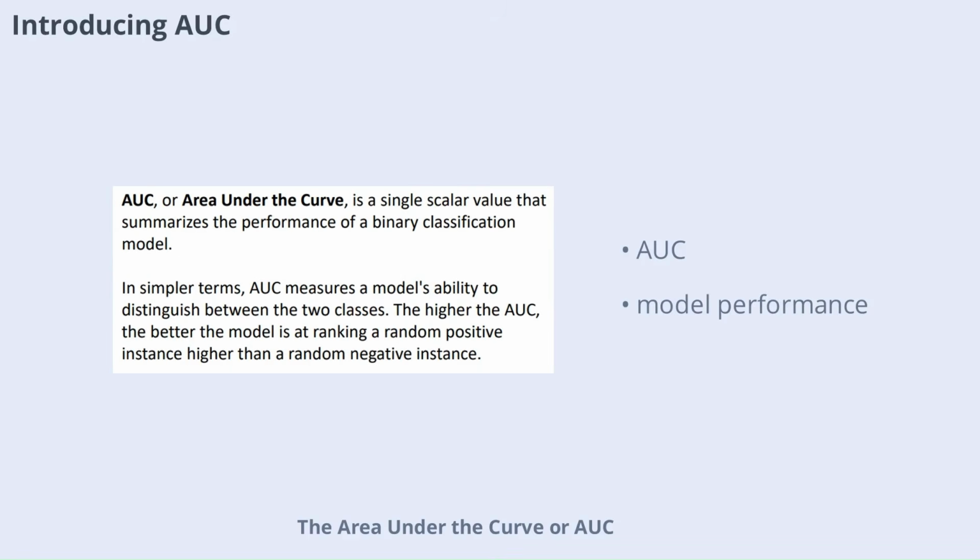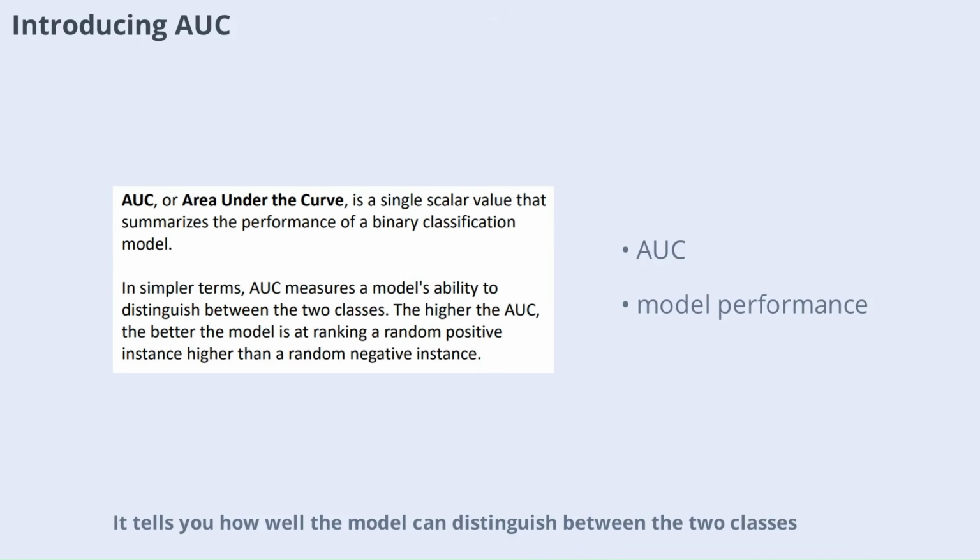Area under the curve, or AUC, is a single number that summarizes the entire ROC curve. It tells you how well the model can distinguish between the two classes. In simple terms, the higher the AUC, the better the model is at ranking a random positive instance higher than a random negative one. AUC is widely used because it provides a clear, quantitative measure of model performance.